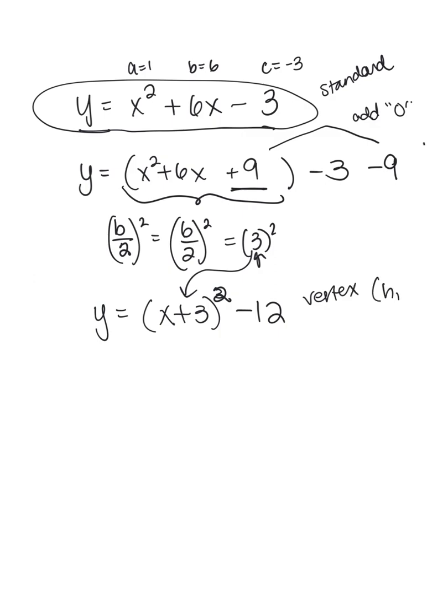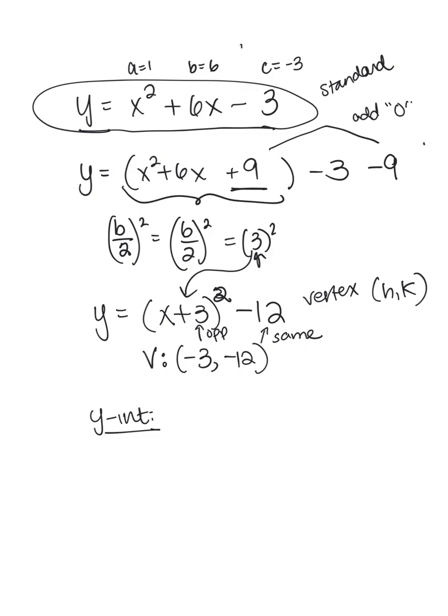And the vertex is h comma k. And so for the vertex, it's going to be -3, -12. We always take the opposite of what is over here, just like we did with the transformation, and we take the same. Okay, and then if I want to get the y-intercept, it's really easy if you just look at the original problem, because it's always going to be the last term, because we're just going to plug in 0 for x. So for the y-intercept, I always look at the problem in standard form. It will work in vertex form as well, but it's just a little bit more work.